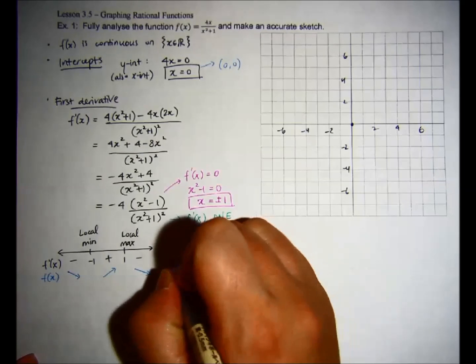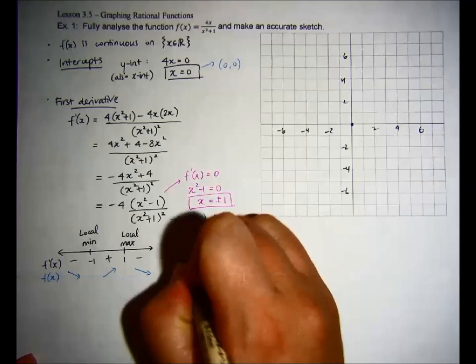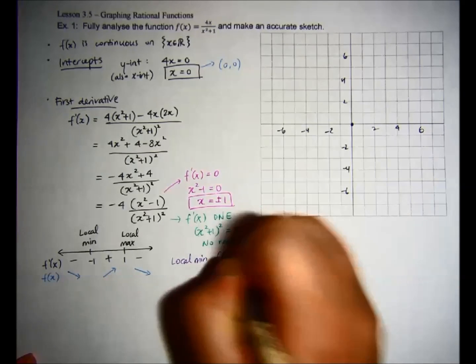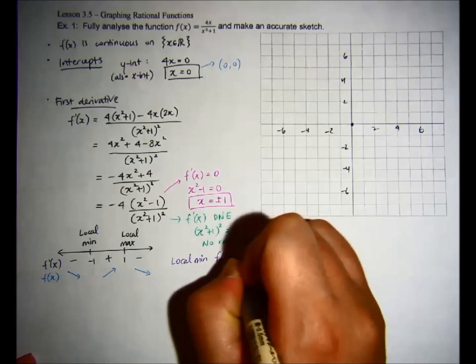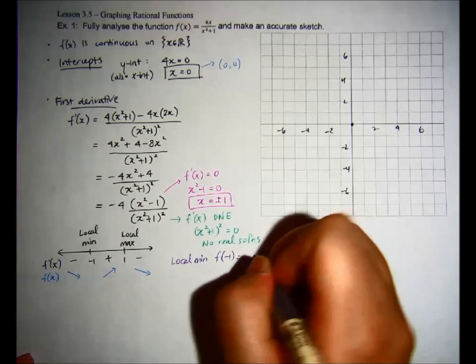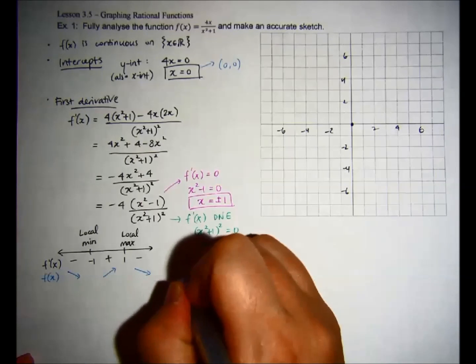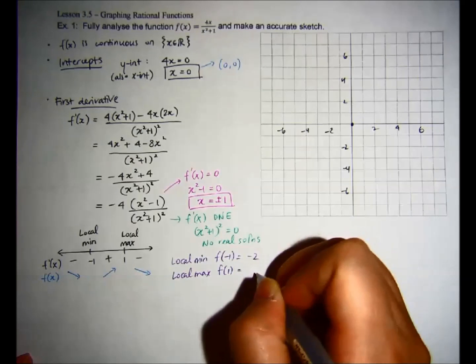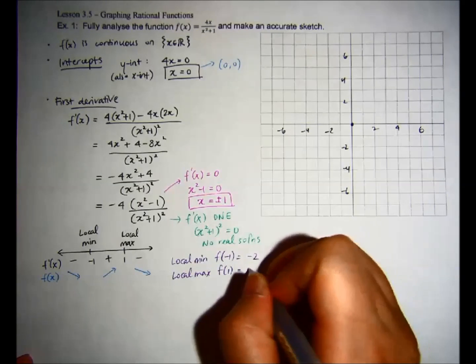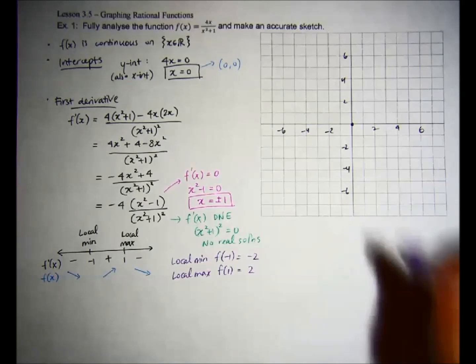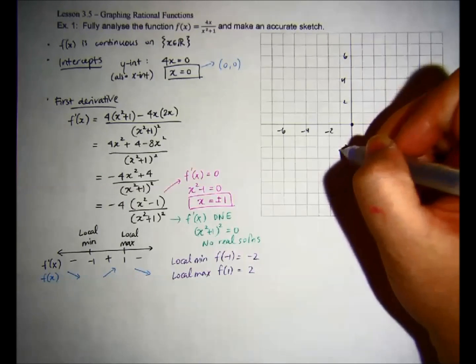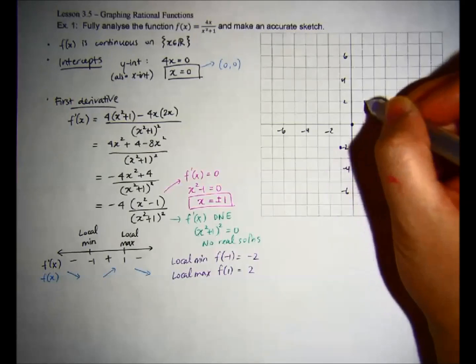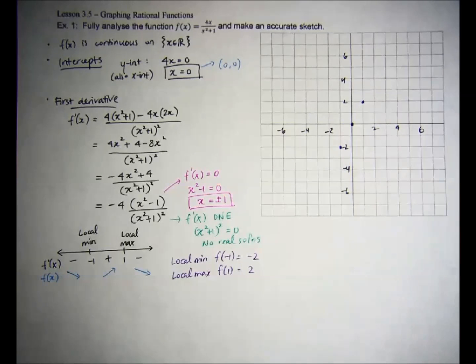So if we want to write down here, we have our local minimum at f of -1, which is going to be -4/2, so -2. And then we will have a local maximum at f of 1, which is going to be 4/2, so +2. So we can plot those points down. -1, -2, and 1, 2. There are our local max and min points.